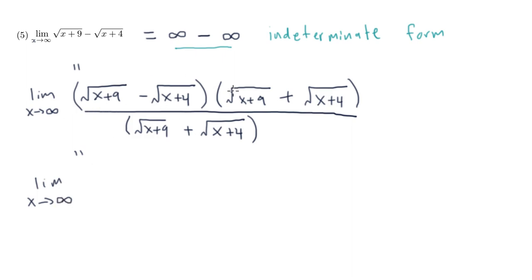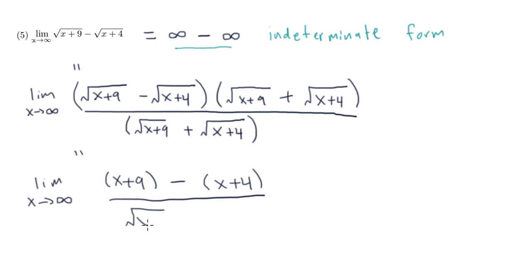This is a difference of squares. So I'm going to get x plus 9 minus x plus 4, all over square root of x plus 9 plus square root of x plus 4. Okay, so let's keep going. What's going to happen here? The x's are going to cancel, and I have 9 minus 4. So I have 5.